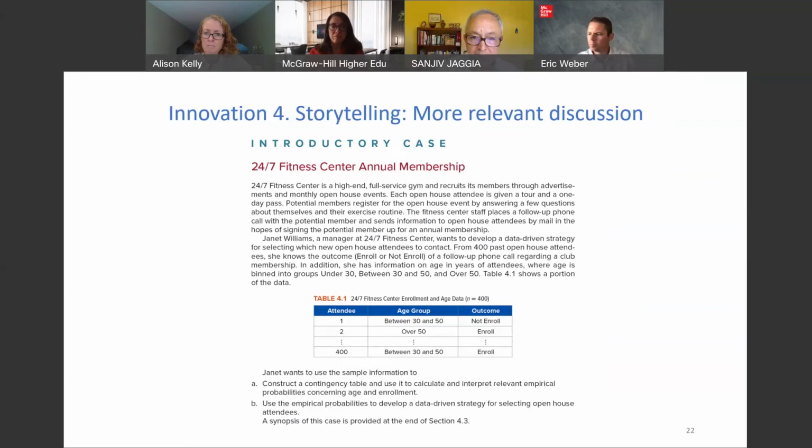And then some of those attendees end up buying membership. They actually enroll in the gym. Some of them enroll, some of them do not enroll. And now the manager wants to look at data like that and come up with some kind of strategy. What is that data-driven strategy? And so it's a probability chapter. We calculate those standard marginal probabilities, joint probabilities. We find out what the conditional probabilities are.